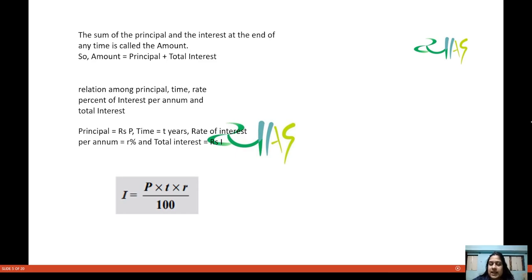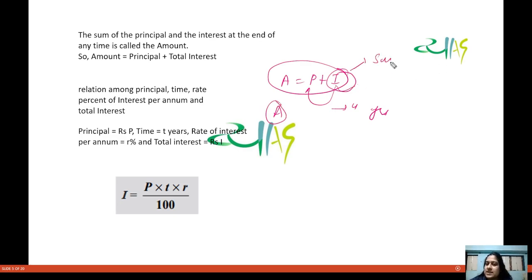Now see, amount is equal to principal plus total interest. For example, if you are asked what the total amount is after 4 years, you add the 4 years of interest to the principal, then you get your amount. This interest could be simple interest, and this interest could be compound interest as well. So I hope this is very clear to you.